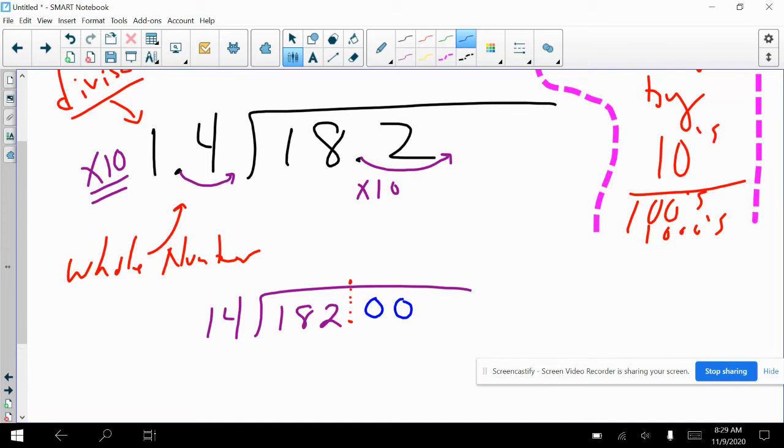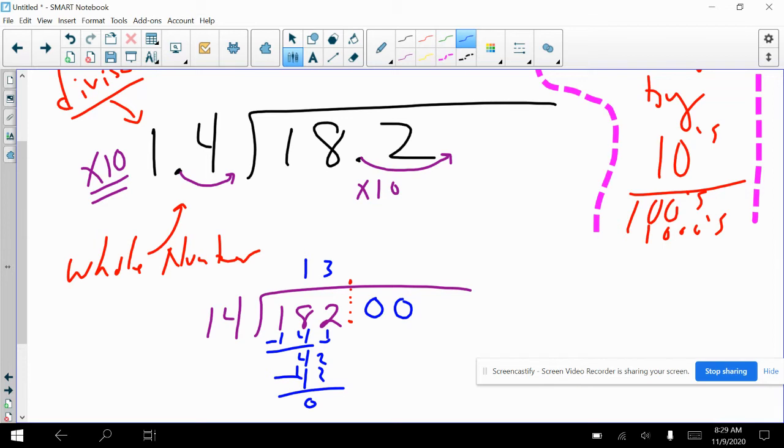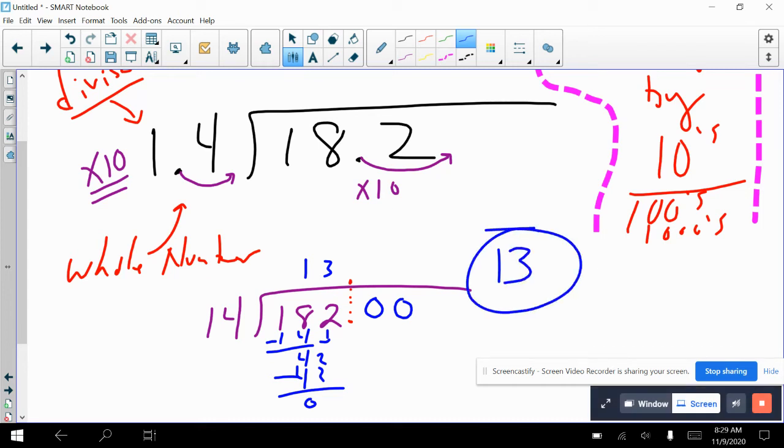All right, and now you just simply divide like we did in 3-4. I mean, nothing changes. 14 goes into 18 one time. 14, subtract to get 4, bring down the 2. 14 goes into 42 3 times, and we get 42. So your answer here is actually just 13.